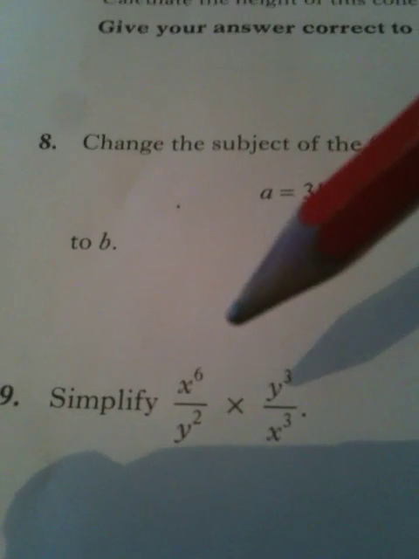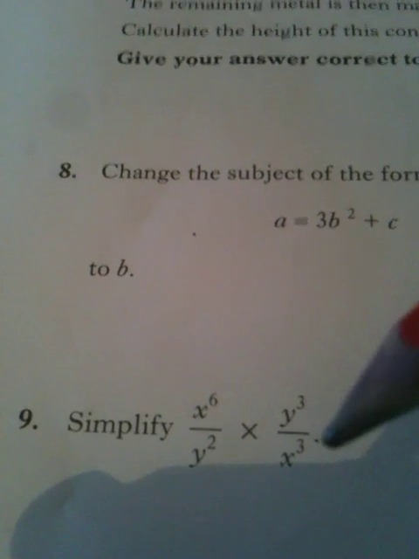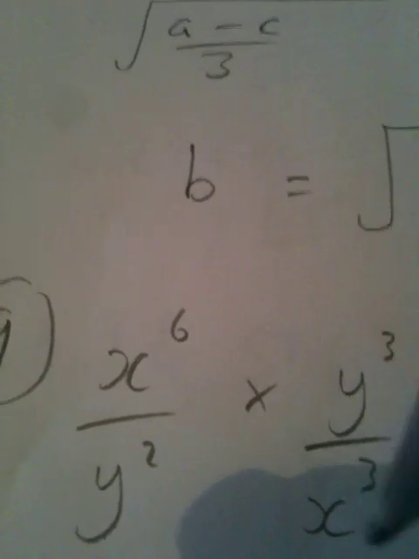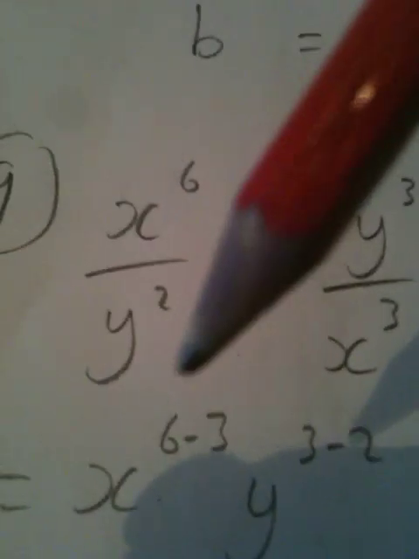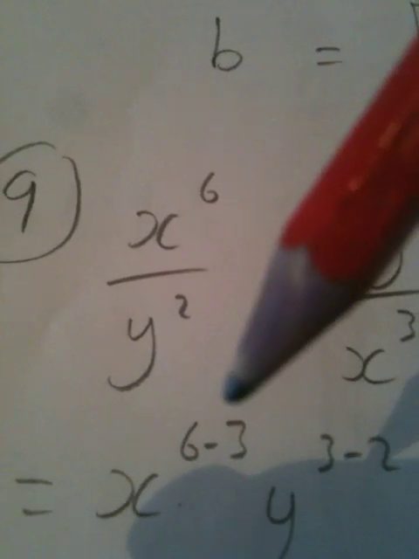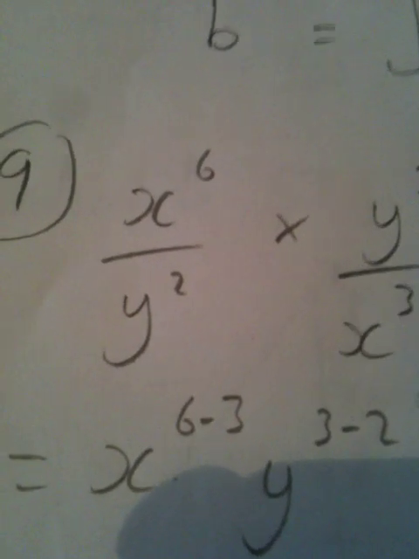Question 9. Simplify this. x to the 6 over y squared times y cubed over x cubed. Here it is. So we're dividing powers, so we'll just subtract them. So x to the 6 minus 3 multiplied by y to the 3 minus 2. So that's just x cubed y, because y to the 1 is just y.